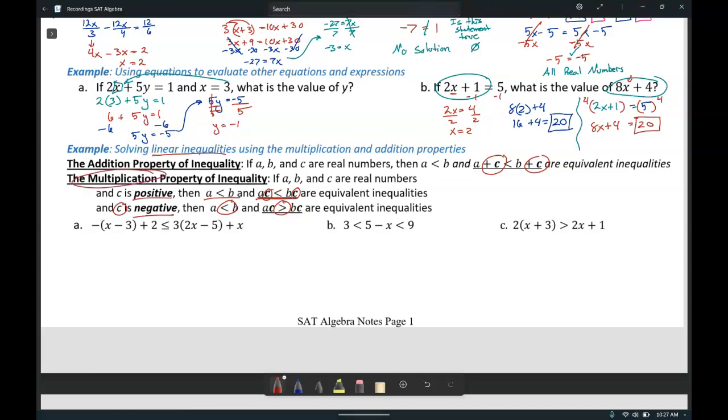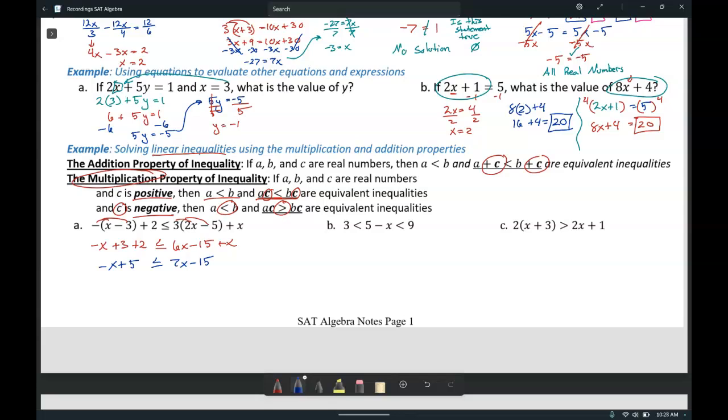So let's go ahead and do the same process. We'll start with the distributive property. We don't have any decimals or fractions. Negative x plus 3 plus 2 is less than or equal to 6x minus 15 plus x. Combine like terms. Negative x plus 5 is less than or equal to 7x minus 15. And then we can go ahead and use our addition property.